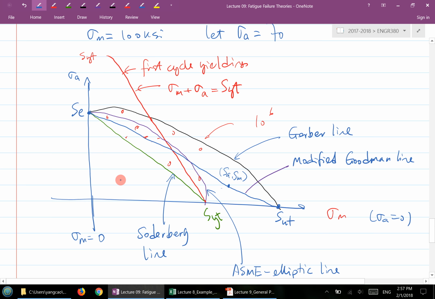You know what I'm saying, right? This is the modified Goodman line, so this is your boundary. Originally this is the boundary here, but now with the first cycle yielding, your boundary goes from here, and then downwards. So this will be the region restricted by those two conditions.